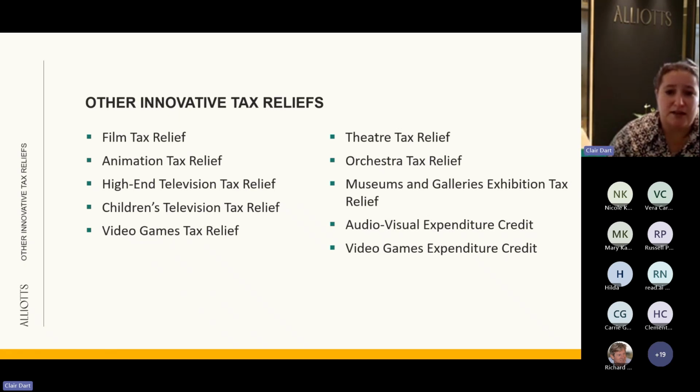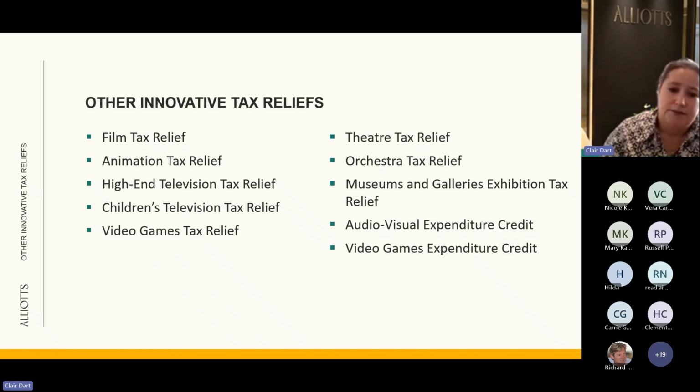Film tax relief is the big one in the UK, encouraging producers to make and film their productions here with an incentive tax credit. Often these companies are pre-revenue, and the tax credit is factored into their budget for their film. There are a number of other different TV and film reliefs as well, as you can see on the slides.